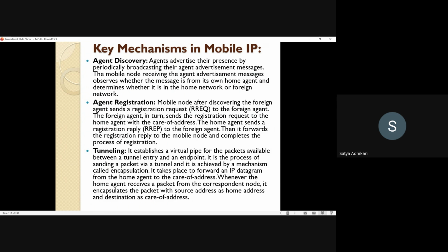Whenever the home agent receives a packet from the correspondent node, it encapsulates the packet with the source address as the home address. The source address is the home address and the destination is the care of address, the new address, which is generated during the process of registration.